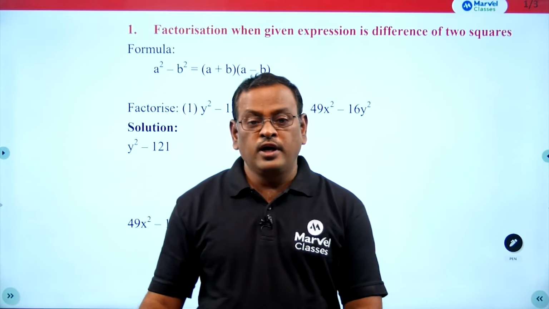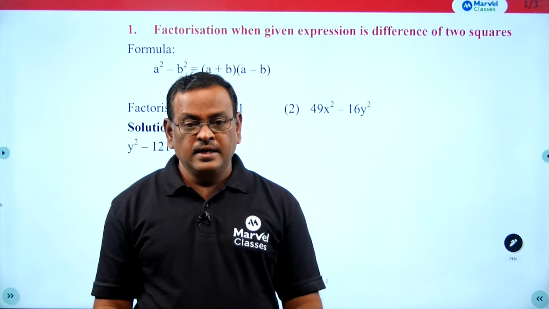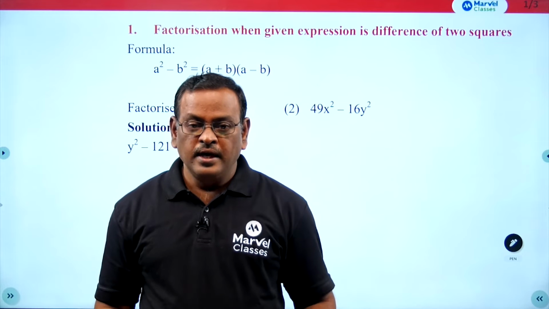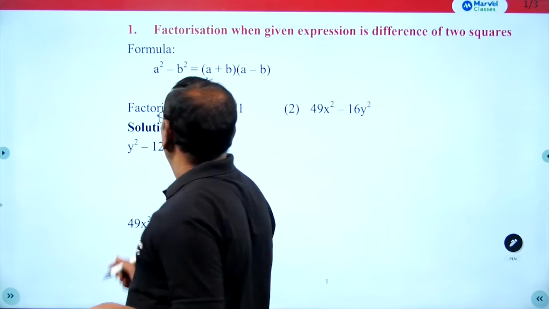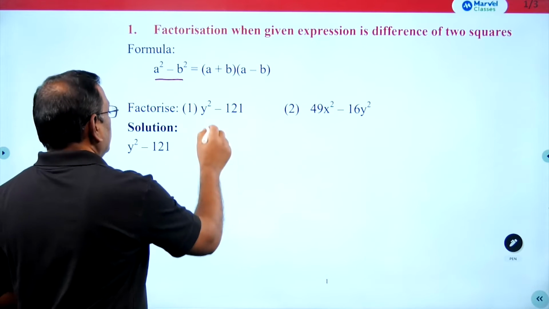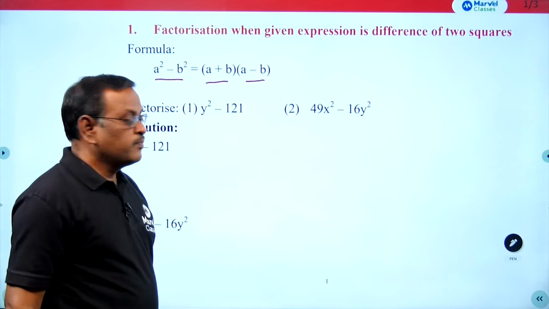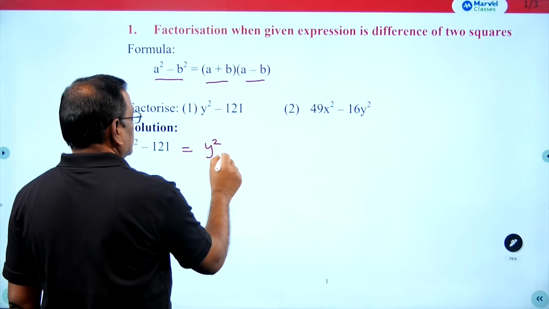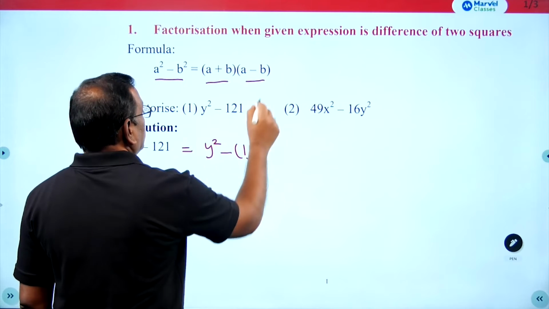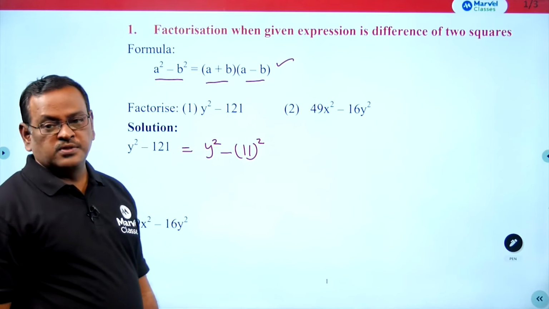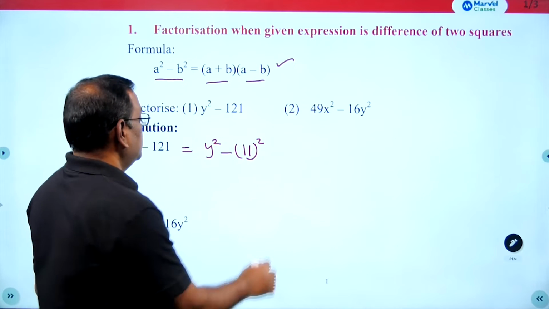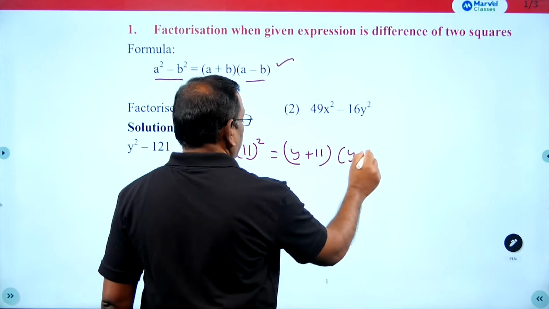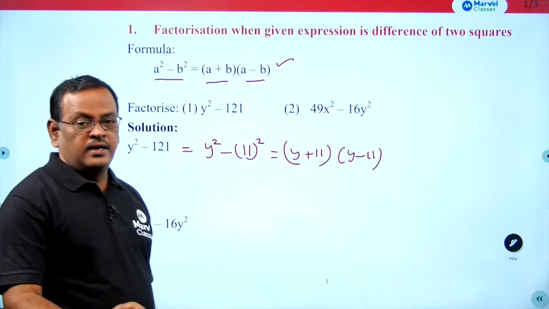Hello students, in this video I am going to explain problems related to factorization using the identity a square minus b square equal to a plus b into a minus b. This is the identity a square minus b square equal to a plus b into a minus b. One simple example: y square minus 121, you can write this as y square minus 11 square. Now apply this identity. So this expression becomes y plus 11 into y minus 11. That's all. Very simple identity.